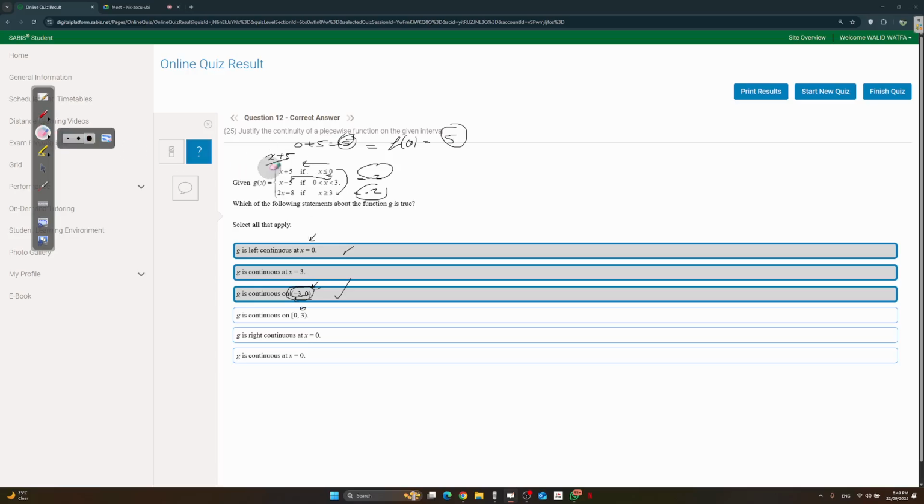G is continuous on 0, 3. This will be wrong. Why? Because it's either discontinuous at 0 or discontinuous at 3. How do we check it? Let's check. 0 here will get me 5. 0 here will get me -5. You just found it. At 0, it's not continuous. No way this is correct.